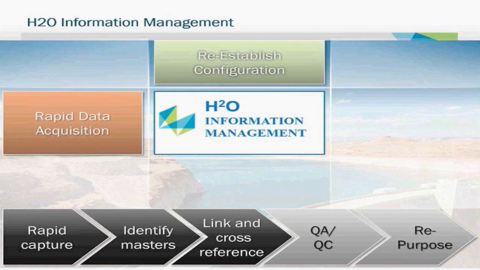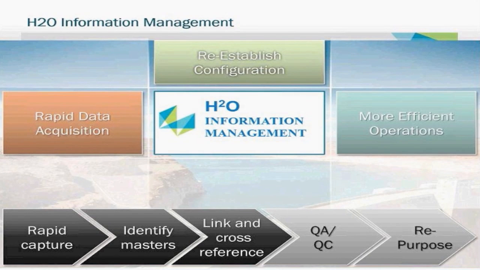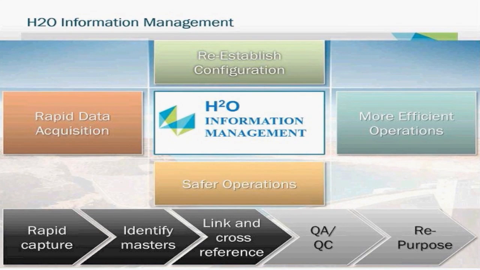Once we've done that, we reestablish this configuration. We go through and do identification of masters. We do linking and cross-referencing of information, and then take it forward. Once we've completed these steps, what we are basically gearing towards is more efficient and more effective operations and safer operations. So what that means is H2O information management brings all these capabilities together to give you a platform where you can bring your unstructured information and move it through various intelligent tools and automatic linking and cross-referencing, and move it into a state where this information is trustworthy and can be relied upon during emergency situations.